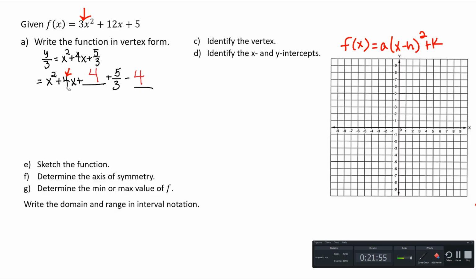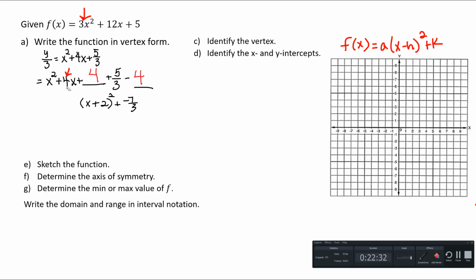When we do that, the x squared plus 4x plus 4 is going to become a perfect square binomial, (x plus 2) quantity squared. We learned about this pattern when we learned how to complete the square, and that is why we chose the 4. And then to write it as a perfect square, it's just going to be x plus half the x coefficient, which in this case is 2. And then we've got 5/3 minus 12/3 is -7/3.